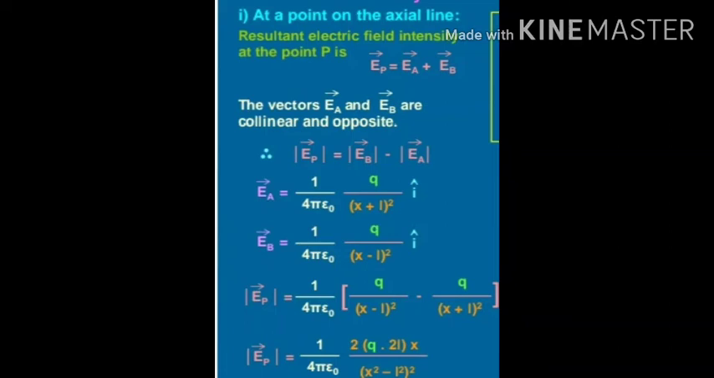So, calculating, we have the magnitude of EP equal to 1 by 4 pi epsilon naught, 2 into Q into 2L into x by x square minus L square whole square. That is, the magnitude of EP is equal to 1 by 4 pi epsilon naught 2 p x by x square minus L square whole square.